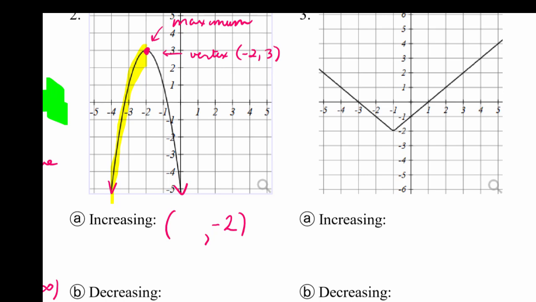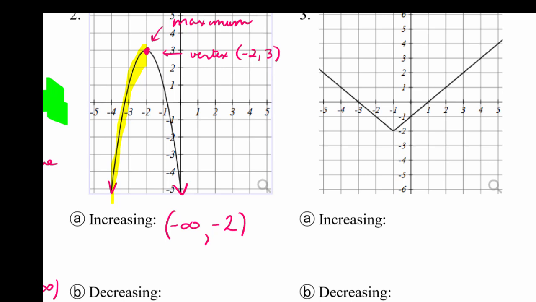What's the smallest x value? Well, because of the arrow, we know that we're coming at this from -infinity. So this parabola increases for all x values that are less than -2. And I want to remind you again that when we describe intervals of increase and decrease, these are always parentheses. We're not including the endpoints. Okay, so no brackets here.